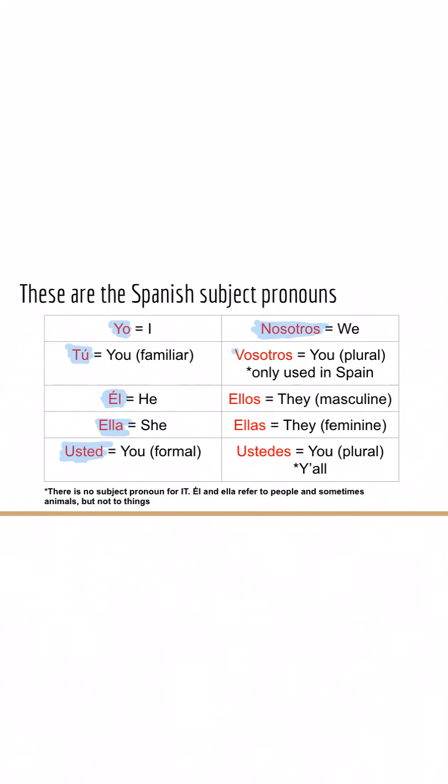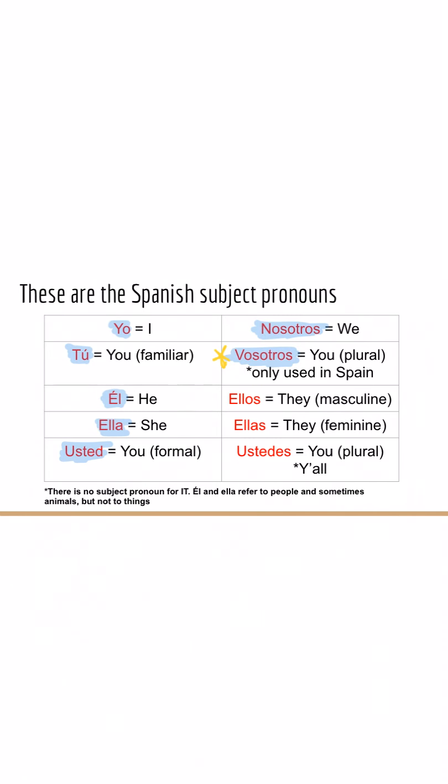We have vosotros, which is you all, or you plural, but we only use it in Spain. So this one, we're only ever going to recognize. We will never personally use it. We will learn the verb that fits there, but we're never going to practice it within our exercises. All right, so we continue.